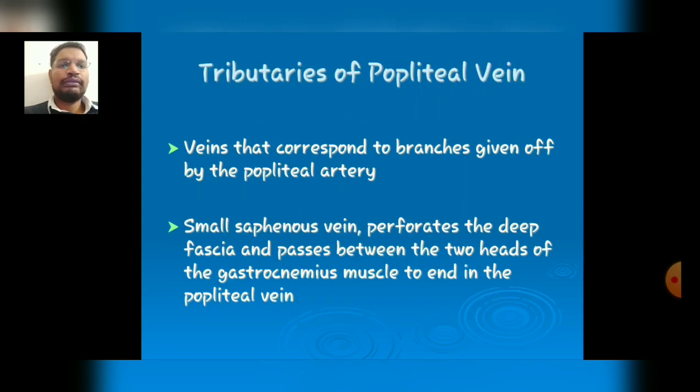So what are the tributaries of the popliteal vein? These veins correspond to branches given off by the popliteal artery. The small saphenous vein perforates the deep fascia and passes between the two heads of the gastrocnemius, mainly the medial head and the lateral head of the gastrocnemius, to end in the popliteal vein.